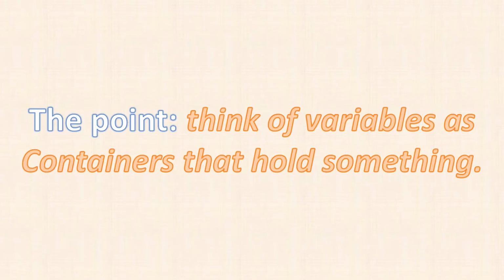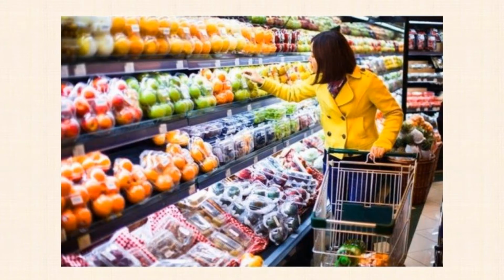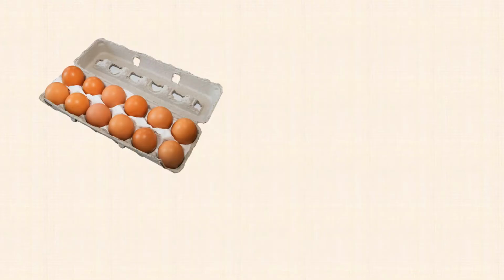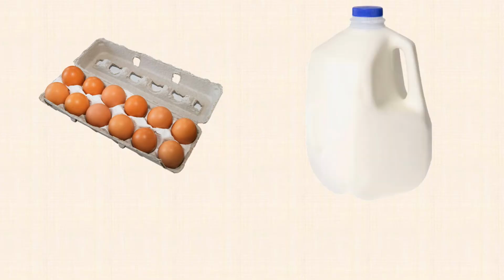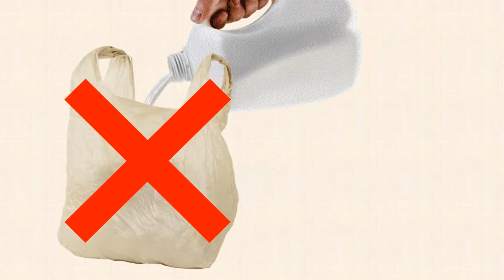Now, if you're new to Arduino, your next question might be something like, what else can I put in a variable? We know that different containers are good for storing different things. We also know that it's very helpful to have the right container for the thing we want to store. Let's use a typical grocery store as an example. Eggs are stored in an egg carton, which is appropriate because it protects them and makes them easy to access. You'll often find milk in a plastic gallon jug. Sometimes coffee is vacuum packed in little bricks. We know it wouldn't make much sense to put a gallon of milk in a plastic bag rather than a jug, nor would it make sense to try to vacuum pack raw eggs, and we wouldn't pack coffee in an egg carton. So it is with variables.